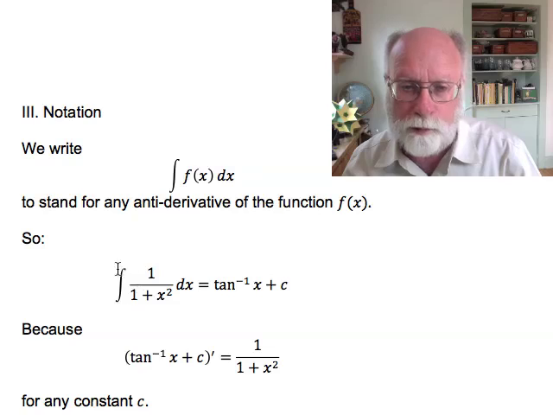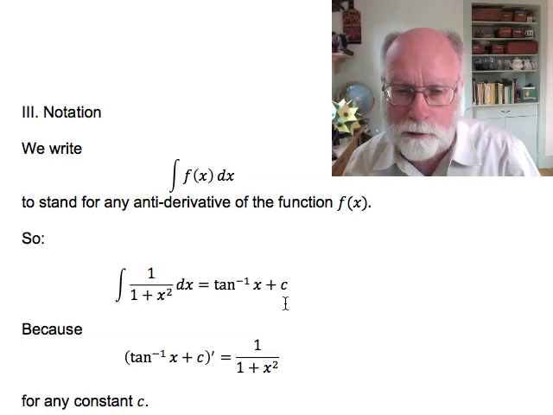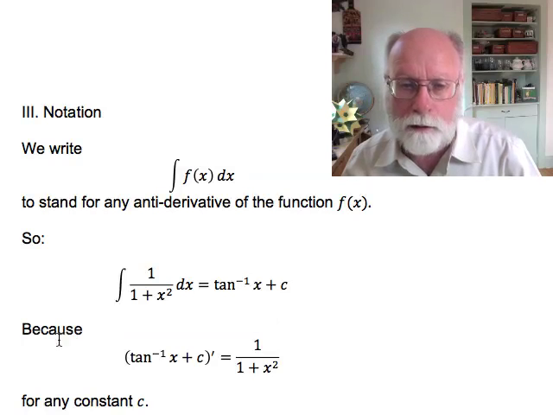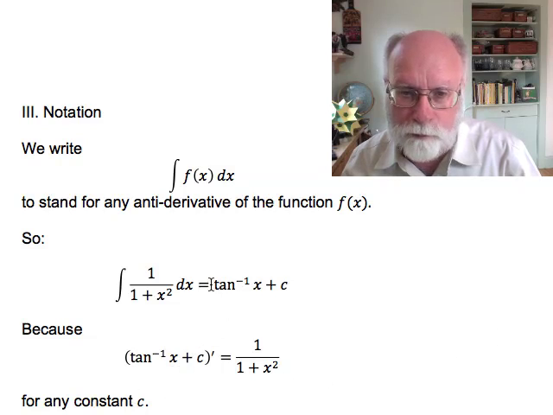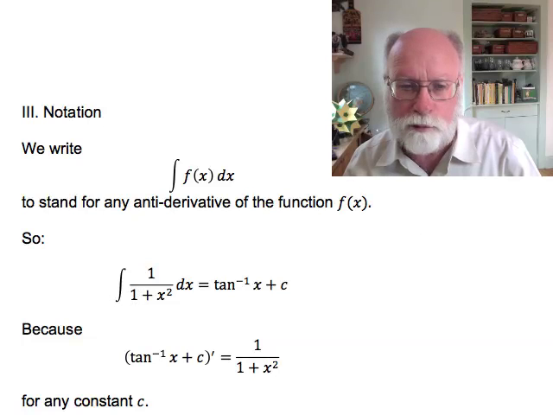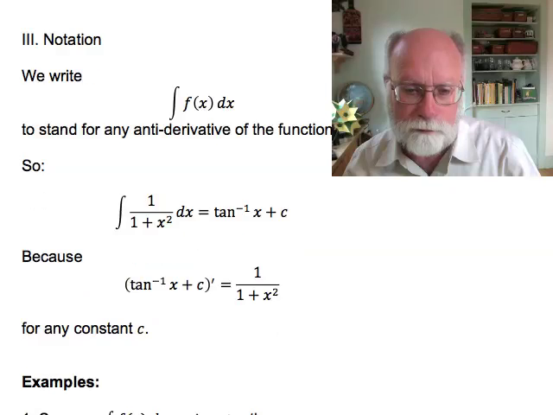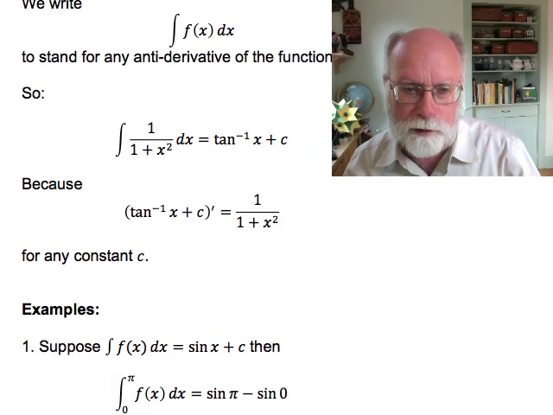So for example, the integral without limits of 1 over 1 plus x squared dx is tan inverse of x plus a constant. That's simply because the derivative of tan inverse of x plus a constant is what we're integrating here. So without any limits, we are using this notation again to represent something different, which is an antiderivative. And we'll see lots of examples here.